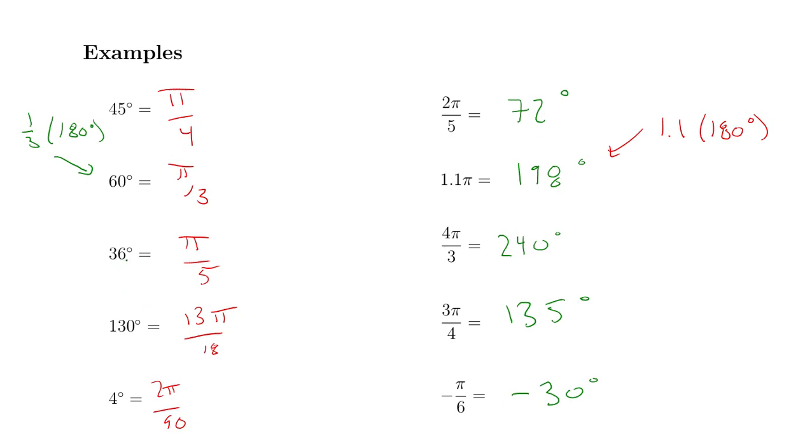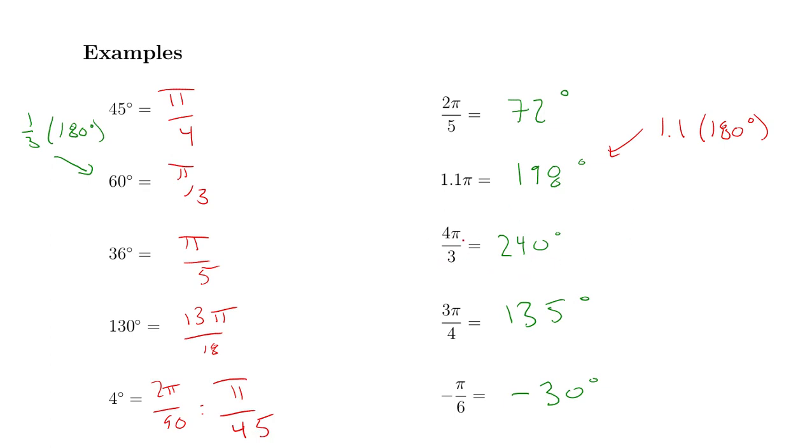36 over 180 is 1/5, so pi over 5. 130 over 180 is really 13 over 18, so 13 pi over 18. And similarly, 4 over 180, oh, I didn't reduce this actually, sorry. This is actually pi over 45. Whoops. You can reduce that fraction a little bit more. I don't know why I left it like that.